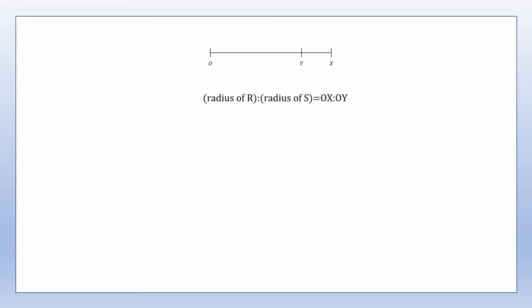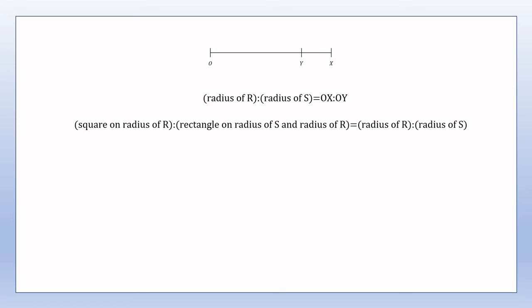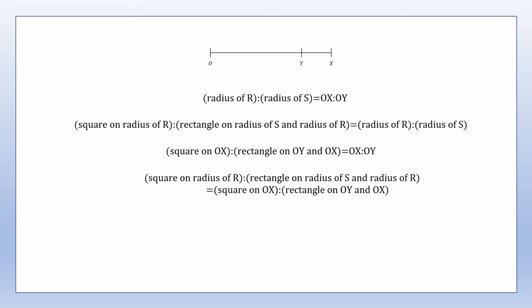So now on the radius of s, construct a rectangle with height equal to the square on the radius of r, and similarly construct on OY a rectangle with height equal to the height of the square on OX. Then by Euclid 6.1 we have that the square on the radius of r to the rectangle on the radius of s and the radius of r is equal to the radius of r to the radius of s, and the square on OX to the rectangle on OY and OX is equal to OX to OY. Therefore by Euclid 5.11 we have that the square on the radius of r to the rectangle on the radius of s and the radius of r is equal to the square on OX to the rectangle on OY and OX.